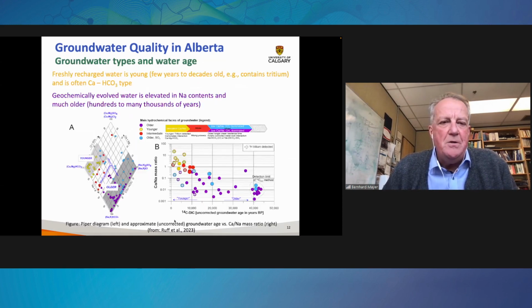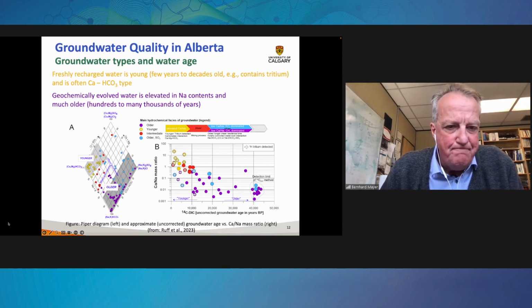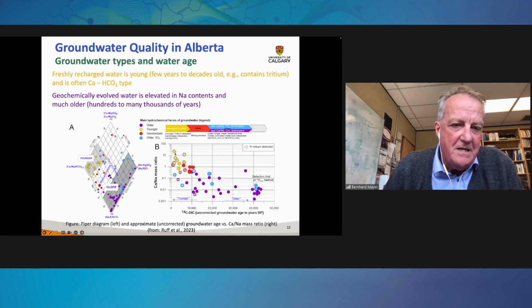The next slide now uses groundwater age dating techniques on the right-hand diagram. On the x-axis are plotted carbon-14 groundwater ages, and we show the different water types in different colors. The y-axis shows the ratio of calcium over sodium in the groundwater samples. What I want you to see is that the yellow dots, which have the highest calcium concentrations and low sodium concentrations, invariably have the low ages. We also find tritium in these samples, as indicated by the crosses in the symbols.